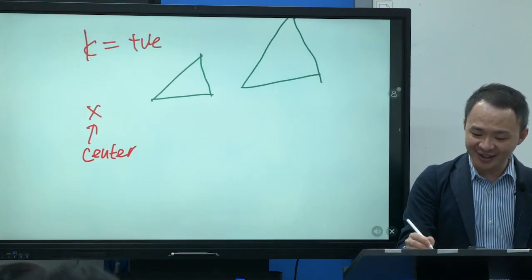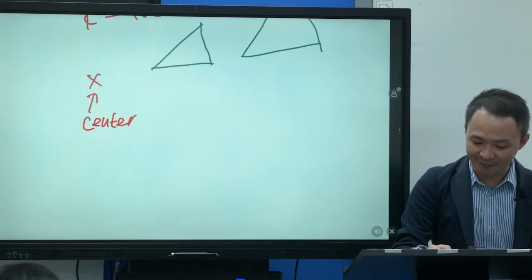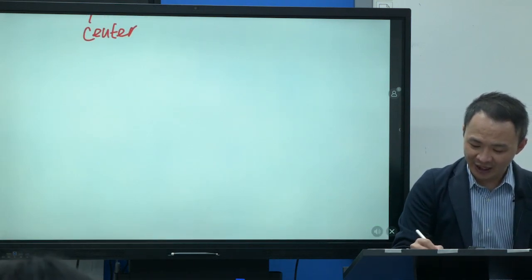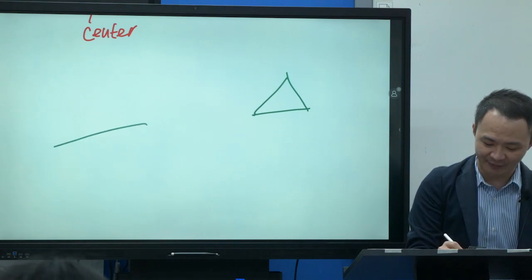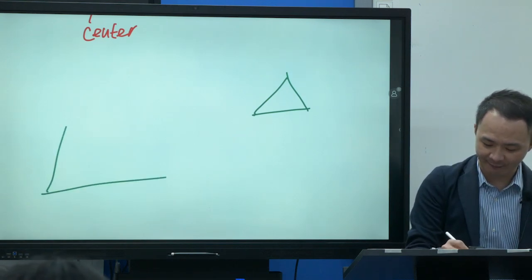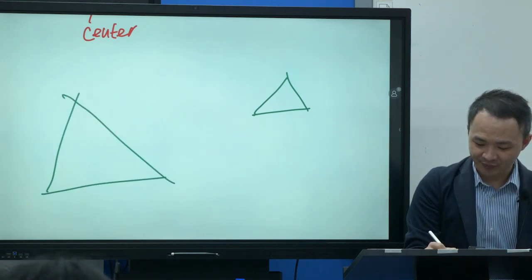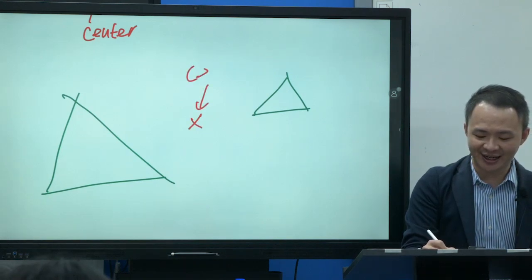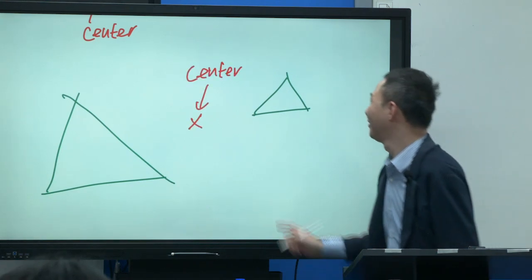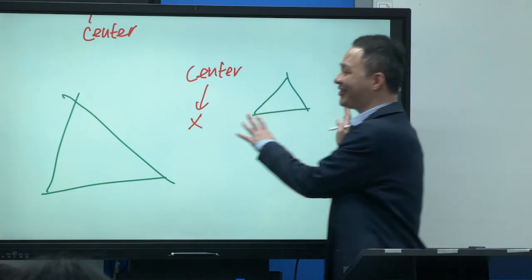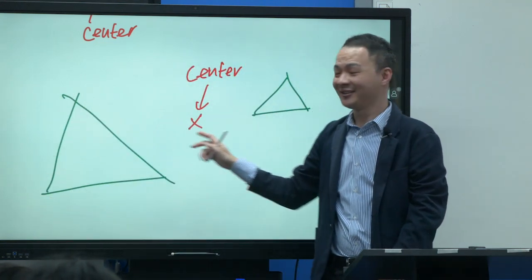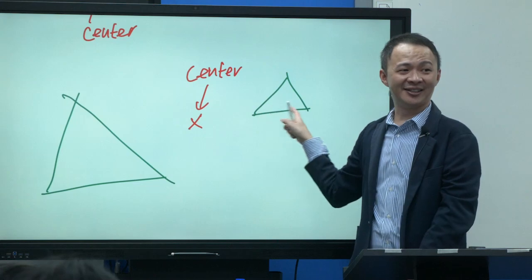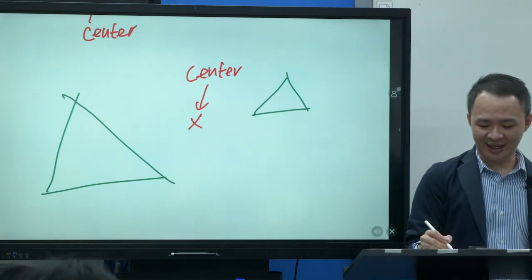If scale factor is negative, I show you another example. I will have something like this. Then this one, maybe something like this. Do you see the center is at the middle? They are not at one side like just now, right? Just now, the object and image were at one side. This one is at the middle. Then this one's scale factor is negative.